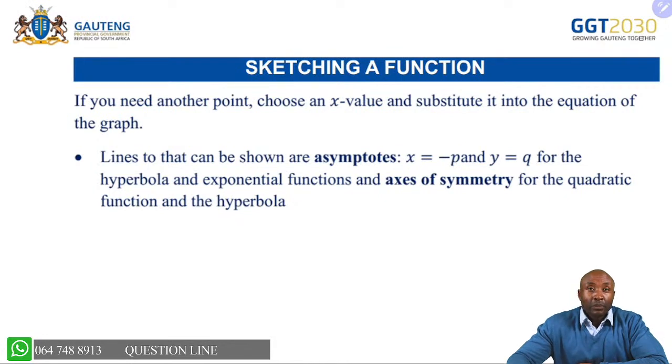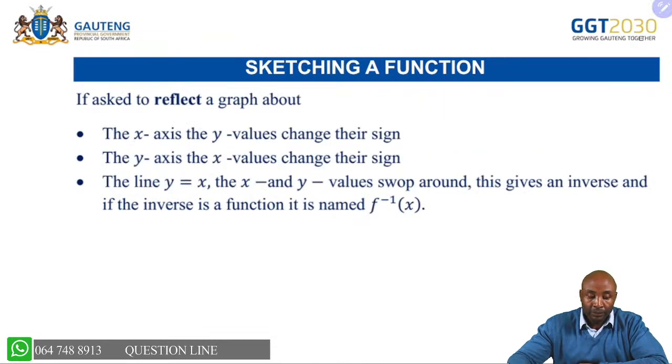Now, we should show our asymptotes as dotted lines. We shouldn't make them bold. And also sometimes we'll be required to show the axis of symmetry, and we use dotted lines to represent those. You will see as we move along.